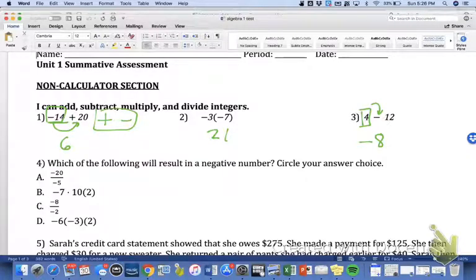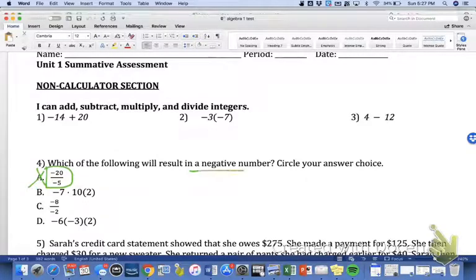And number 4, which of the following will result in a negative number? Remember that a positive can be made by either 2 positives or 2 negatives. So that means that A would be a positive because you've got 2 negatives. So that's not the one we're looking for because we're looking for a negative.